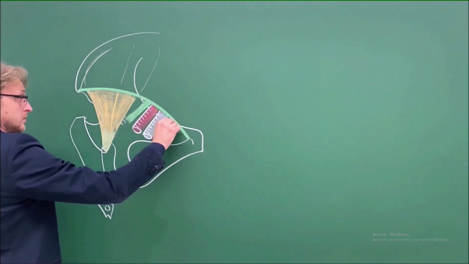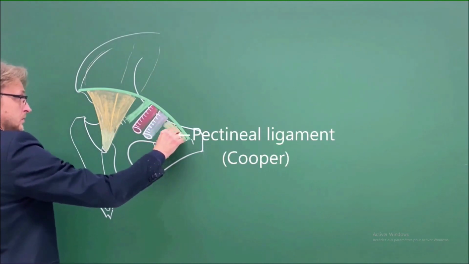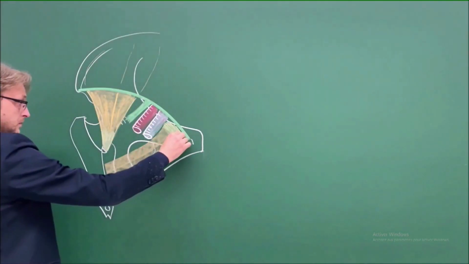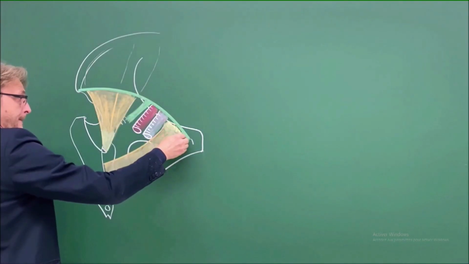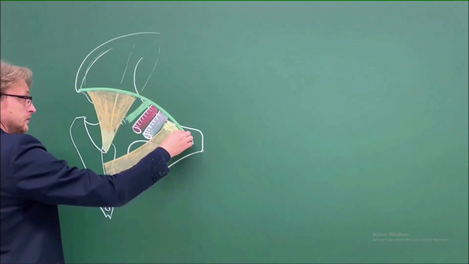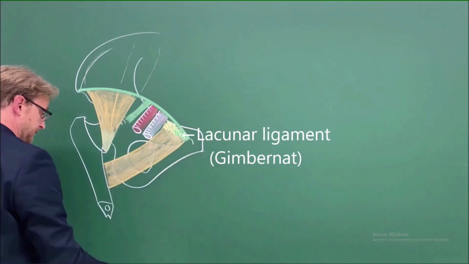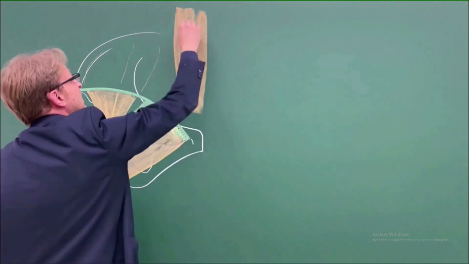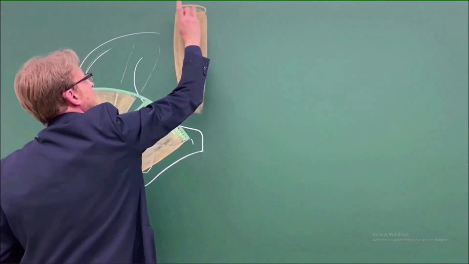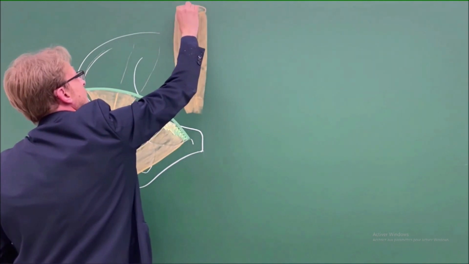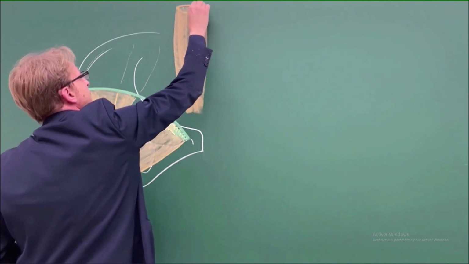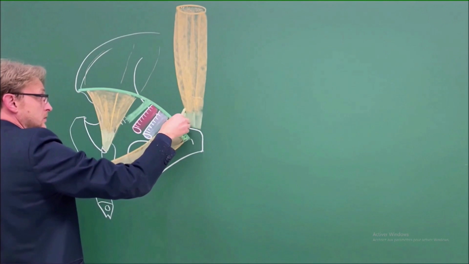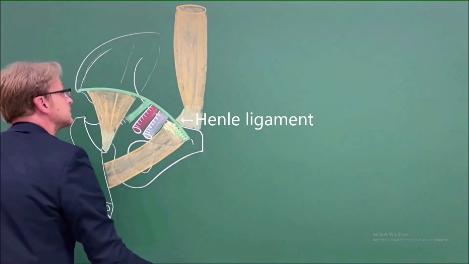We will draw now the insertion of a muscle, the pectineal muscle forming the pectineal ligament or ligament of Cooper. It is an adductor muscle, of course. And just in front of this muscle, we will find the lacunar ligament or ligament of Gimbernat. In the anterior part, superiorly, we will find the rectus muscle, the right rectus muscle, which is cut just here at the level of the umbilicus. And the distal insertion is, of course, on the pubis. Here is the tendon of this muscle on the pubis with lateral fibers, also called Henle ligament.